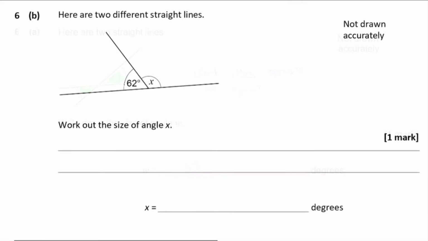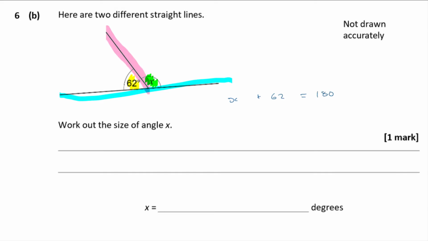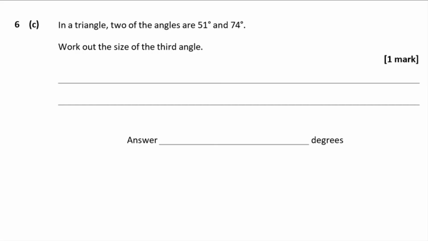Easy squeezy. Part b says here are two different straight lines. Work out the size of angle X. Well, this time we've got what we call angles on a straight line. That's a straight line, and we've got a line coming down and joining like that. It creates two angles. It's got 62 here and our unknown angle X. And angles on a straight line sum to 180 degrees, aren't they? So X plus 62 must be equal to 180. So taking 62 away from both sides, that leaves me with X is equal to 118, I think.